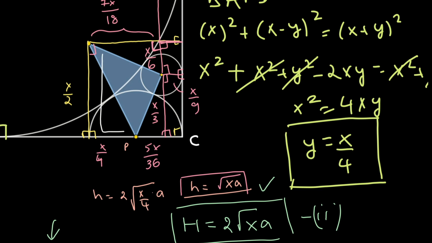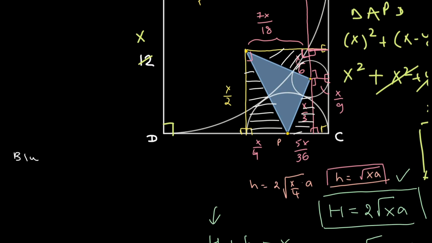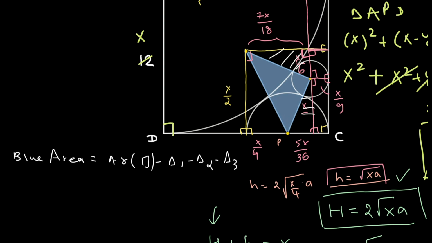We have to take the area of this complete rectangle, and from this we will simply subtract the area of this right angle triangle, this right angle triangle, and this right angle triangle. So what will remain is the blue triangle. So now let us do that outside the diagram. The blue area that we are trying to find would be equal to the area of the complete rectangle minus the area of triangle 1 minus the area of triangle 2 minus the area of triangle 3. Let me just mark these triangles inside the diagram also. So this is triangle number 1, this is triangle number 2, and this is triangle number 3.